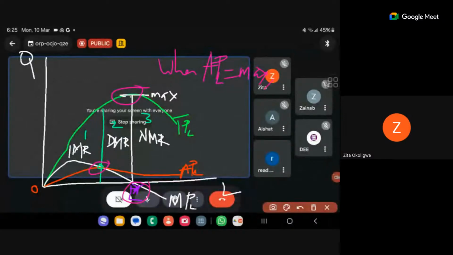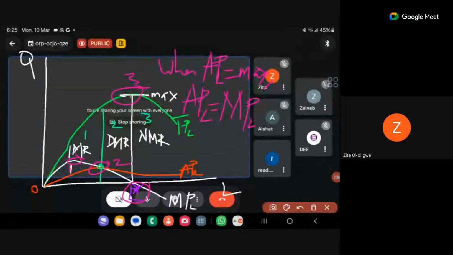When AP is maximum, so when average product of labor is at its maximum point, at that point average product of labor will be equal to marginal product of labor. Why is that so? Marginal product cuts it from above. As it is falling, don't forget that marginal is the first to reach maximum. MP reaches maximum first, followed by AP, then TP.